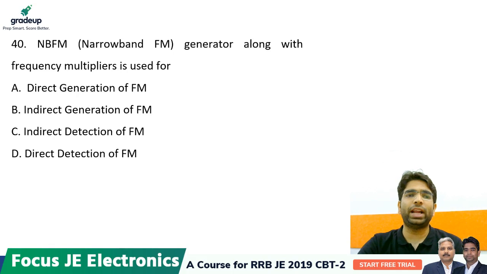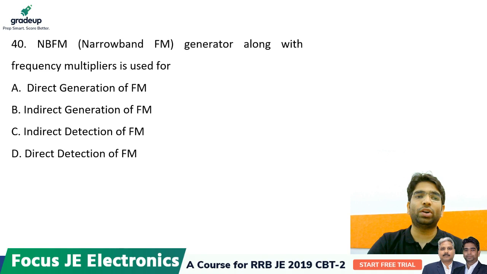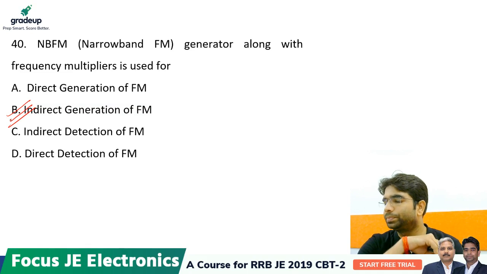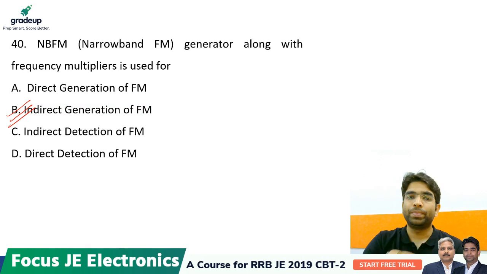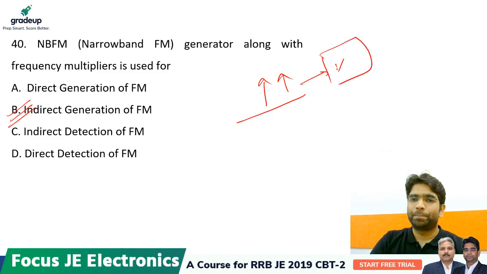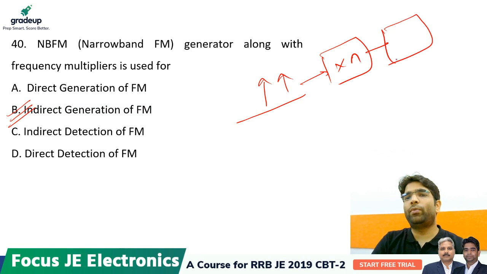Narrowband FM generator along with frequency multipliers are used for indirect generation of FM. First the narrowband FM is generated, it has two side bands, and then it is passed through a multiplier and then you get a wideband FM.